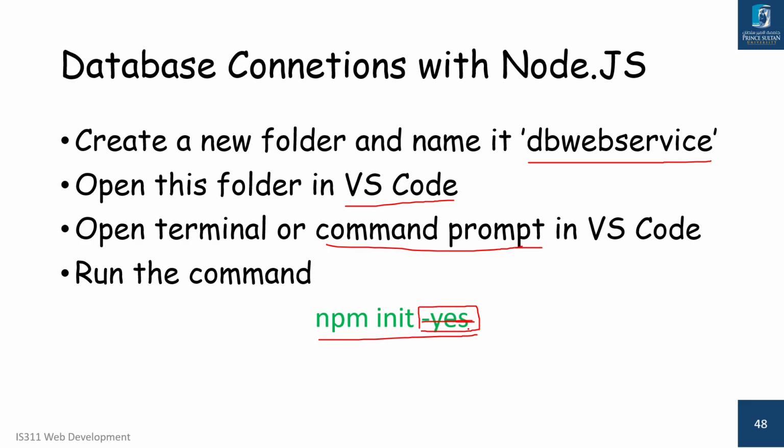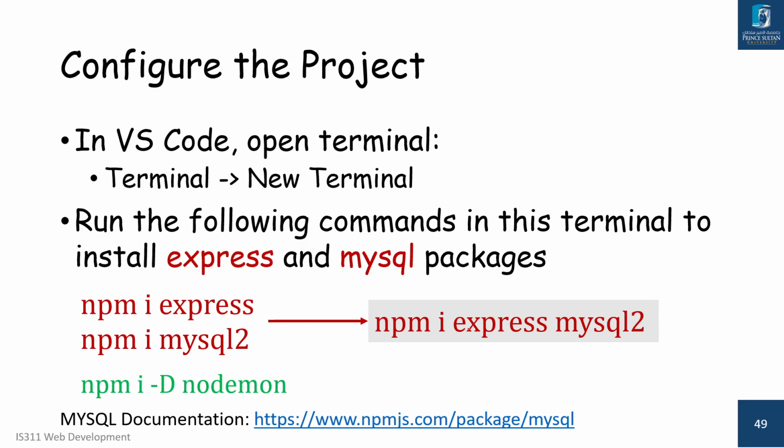Okay, and then the next thing is that you need to install two different libraries. The first one is Express, to implement the HTTP request handlers and create a web server. And then we also have MySQL2. MySQL2 is the package or library which helps us to communicate with the MySQL server. Okay, and then of course we also need to install nodemon as a development dependency. I have also given the link for the documentation of the MySQL package. Okay, this is also given here.